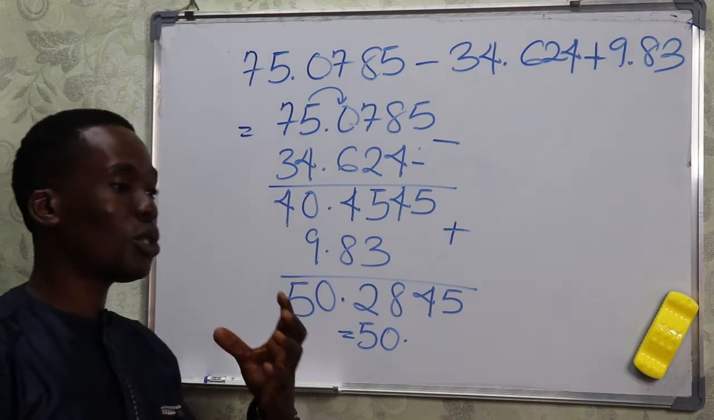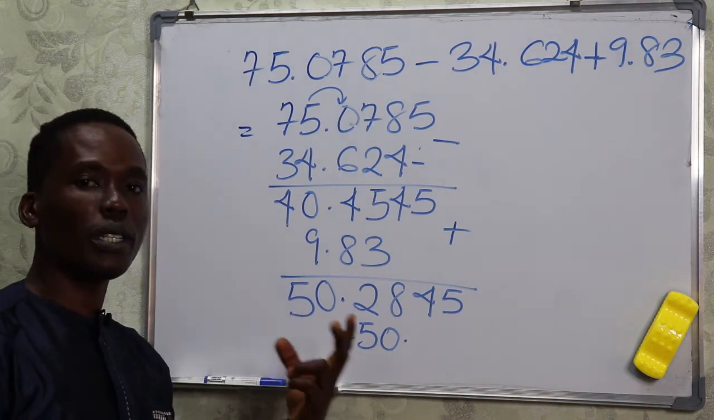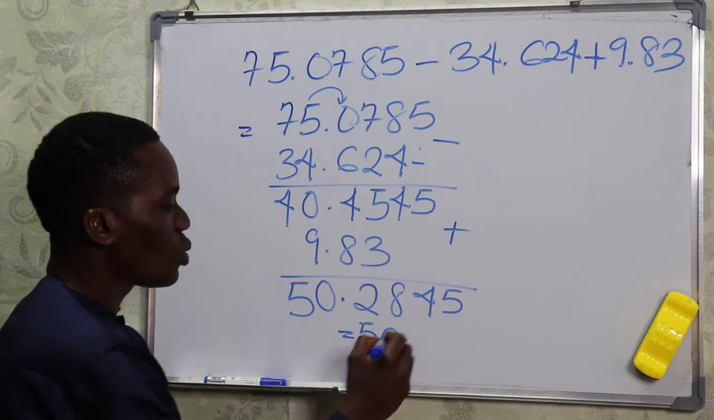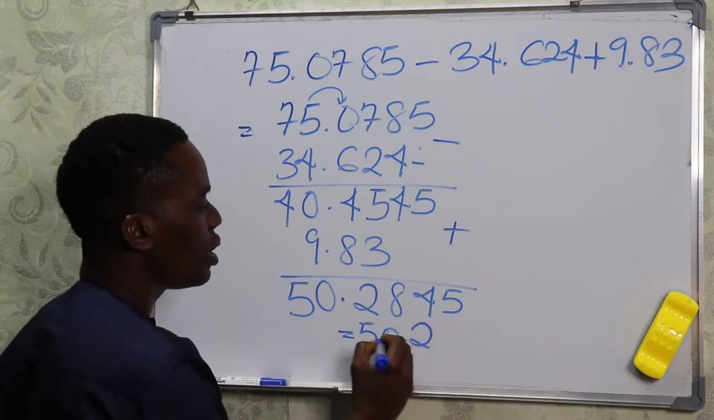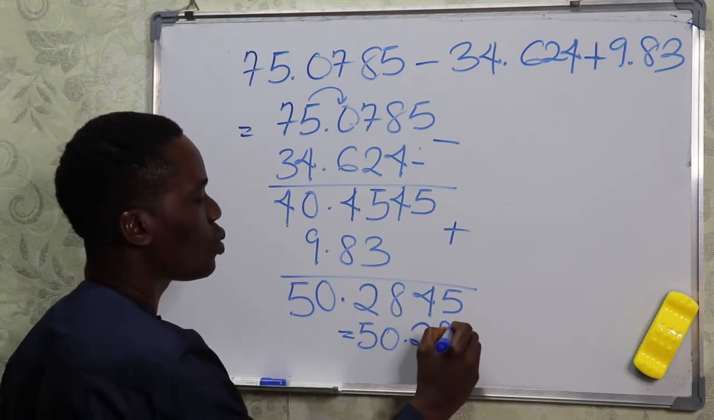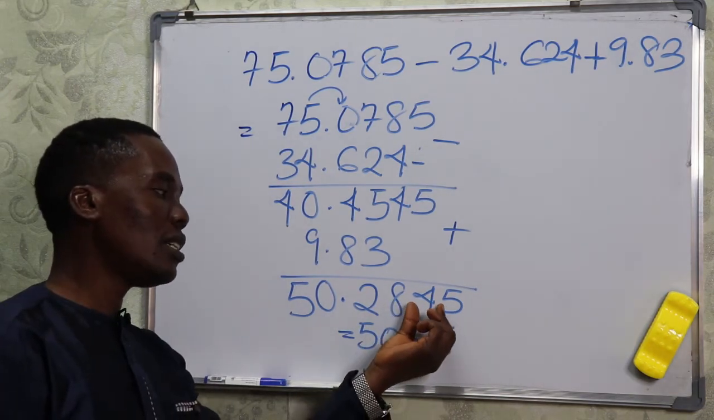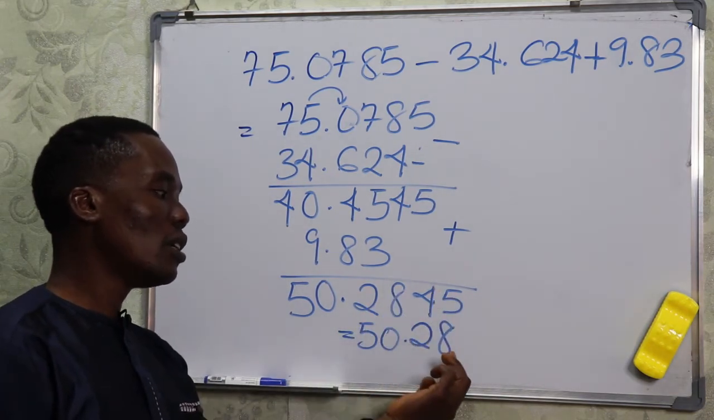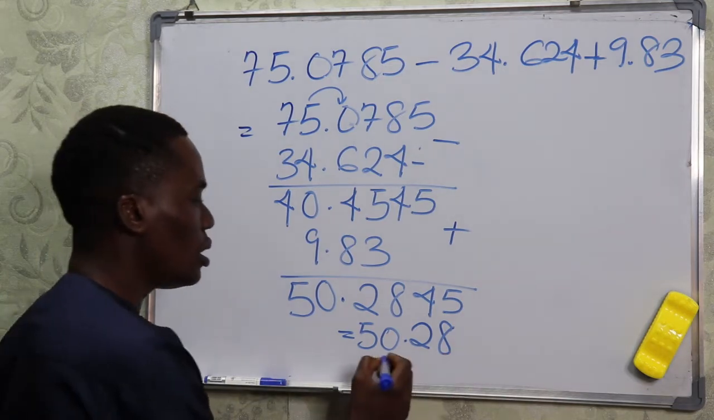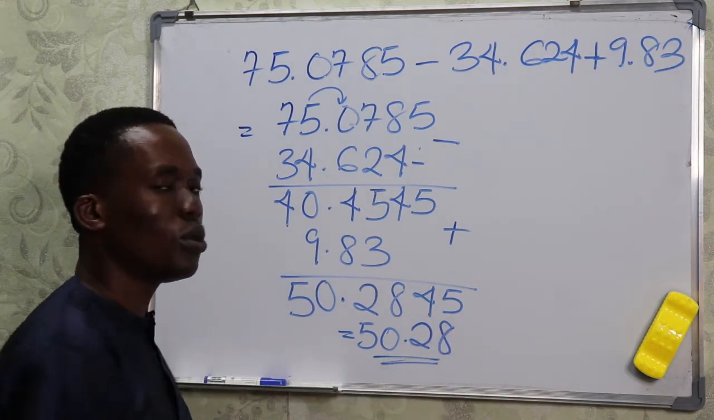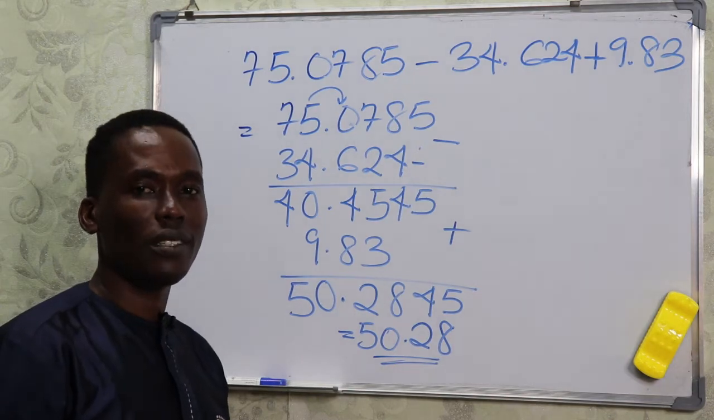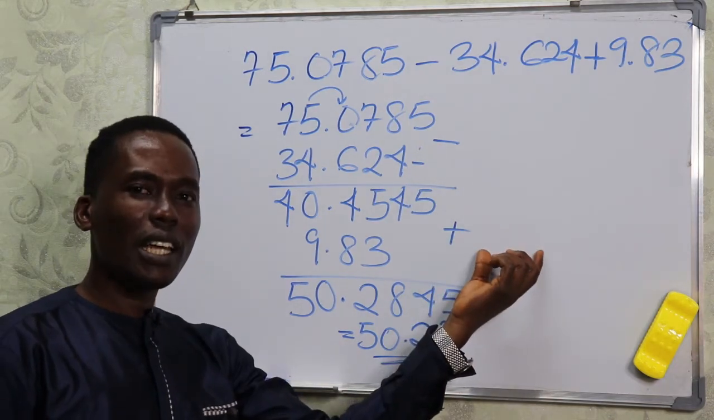Remember, they say you should put your results correct to 2 decimal places. So the result will be 50.28. This is not up to 5. In a situation where this is up to 5, we approximate to make this 8, 9. So this is our answer to 2 decimal places. Did you get it? I hope you get it.